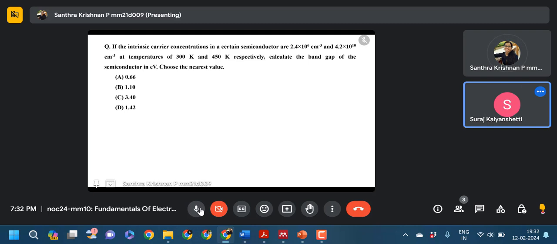I'll check. If the intrinsic carrier concentration in a semiconductor Ni, two Ni's at different temperatures are given. Ni1 is equal to 2.4 into 10 raised to 6.